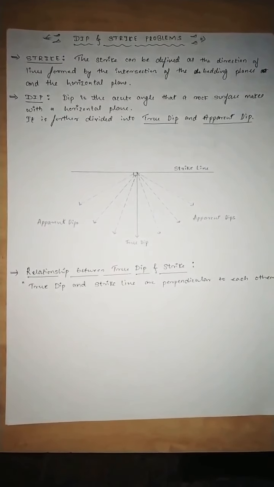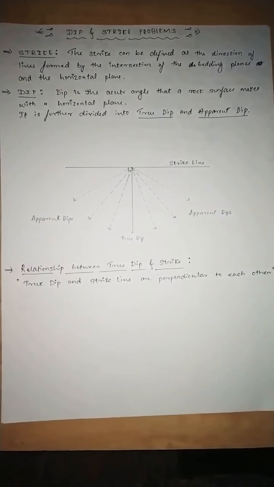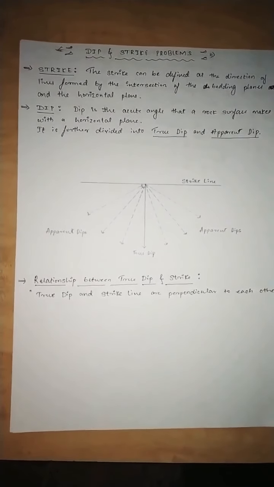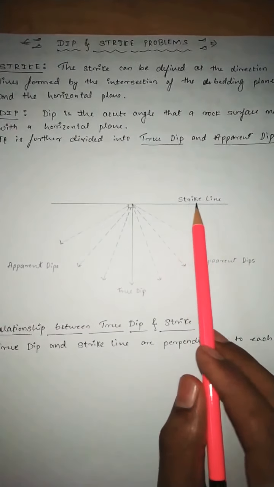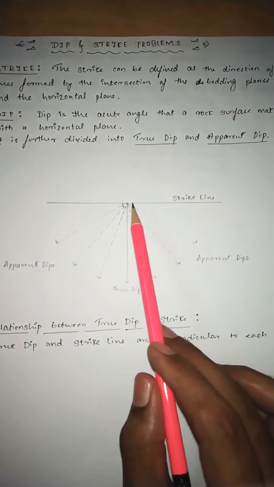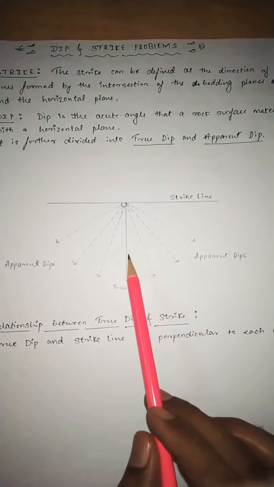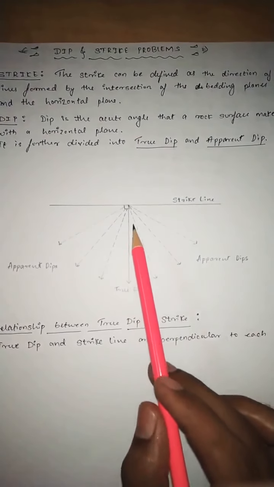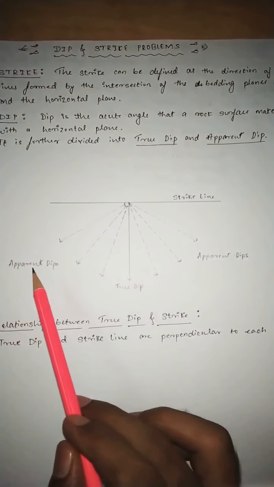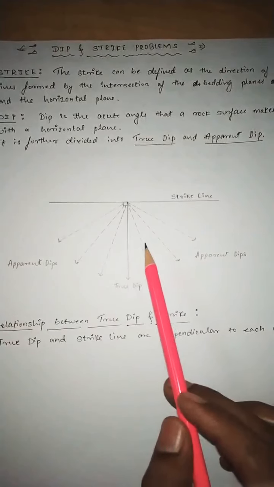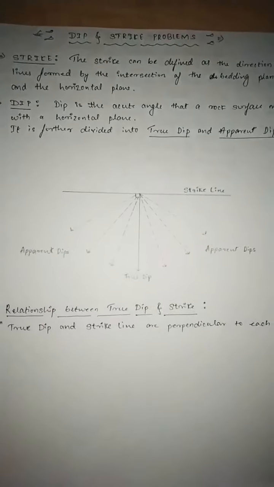In the dip there are two types, that is true dip and apparent dip. For true dip, you can see in this figure. This is the strike line, and the line perpendicular to this strike line is called the true dip. Other than the true dip, or other than 90 degrees, all these angles or lines indicate the apparent dip. These are all called apparent dip.